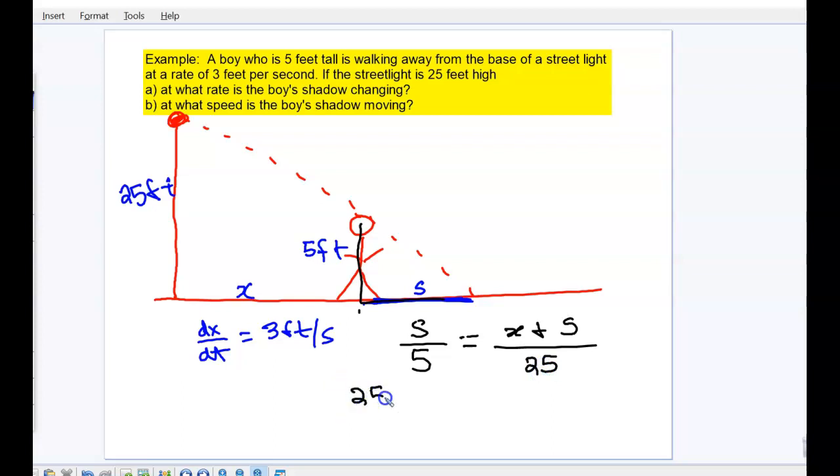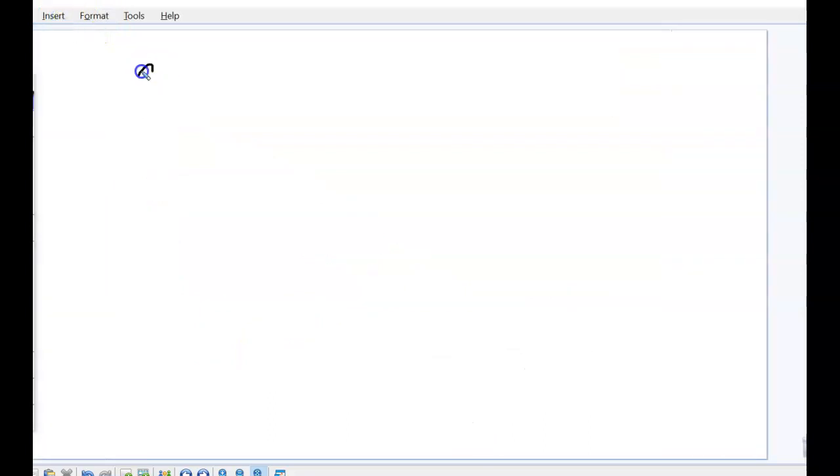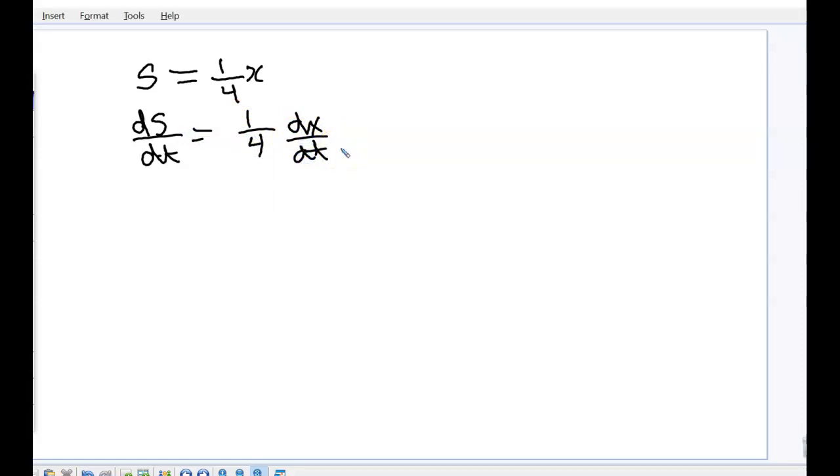Now if I cross multiply, I would get 25s, and if I distribute the 5, I would get 5x plus 5s. Now if I collect the s's, I subtract 5s over, and I get 20s equals 5x. If I divide both sides by 20, I get s equals 1/4 x. Now I can take the derivative of both sides with respect to t. I get ds/dt is 1/4 times dx/dt.